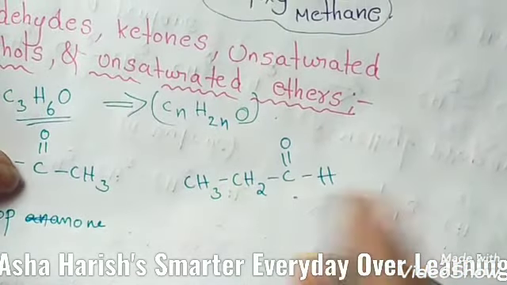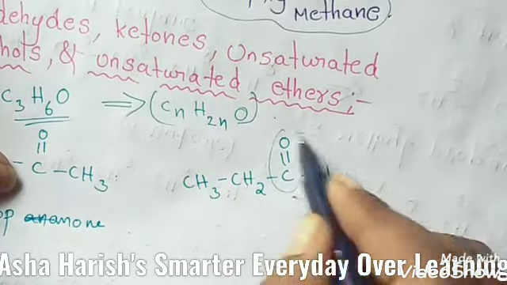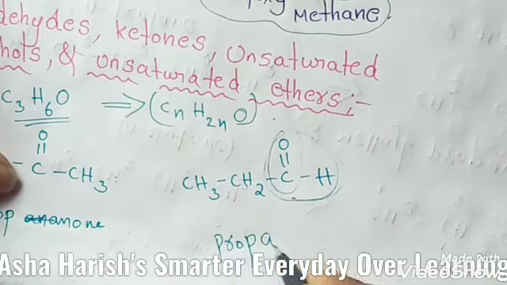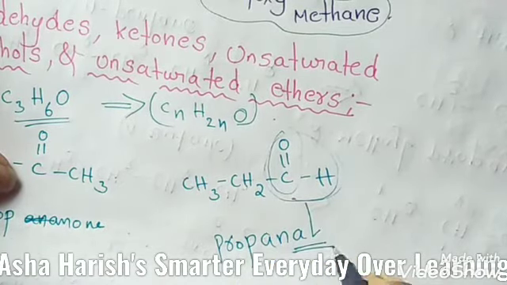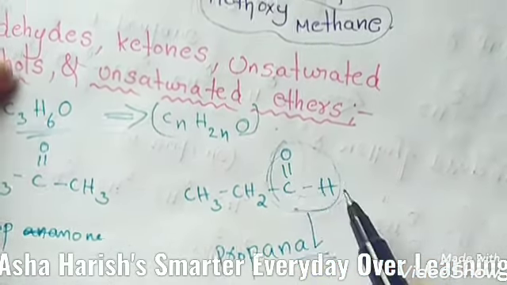See the next example, CH3 CH2 C double bond O H. CHO is the aldehyde group, so the root word is prop. Then the IUPAC name of this is propanal, because this is the aldehyde group.